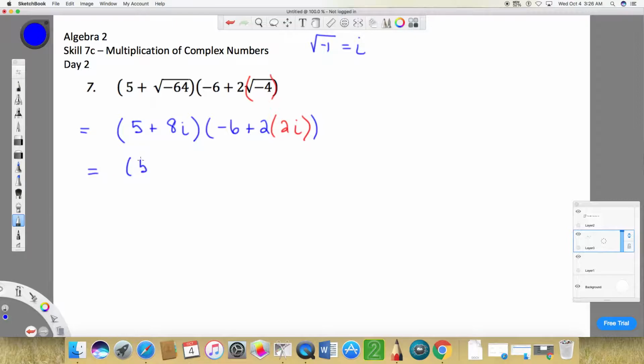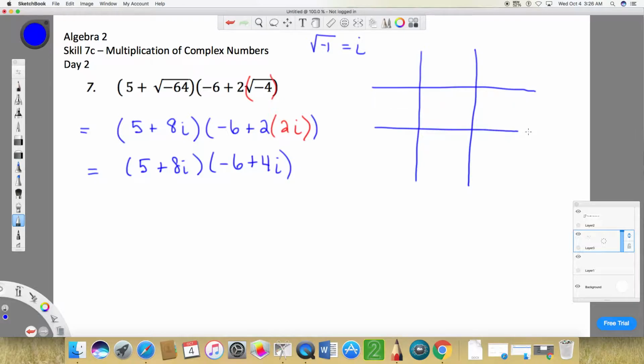So we've got 5 plus 8i times -6 plus 4i. When you multiply two binomials, whether or not it's complex numbers, I would do it in a table. And so we've got 5 plus 8i along one side and -6 plus 4i across the top. And those are interchangeable.